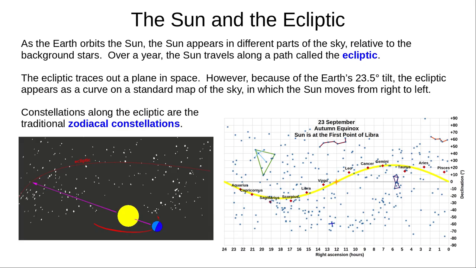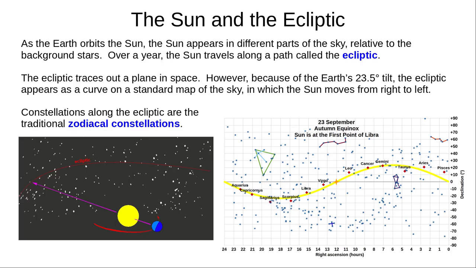Over a year, the Sun appears in different parts of the sky as the Earth moves through its orbit. The path the Sun traces out is a circle which defines a plane called the ecliptic. Or, seen another way, the Earth's orbit around the Sun defines the ecliptic, as seen in the animation on the left. On the right is a standard star map in right ascension and declination. To understand this map, see my celestial coordinates video. The yellow path is the path the Sun takes over a year.